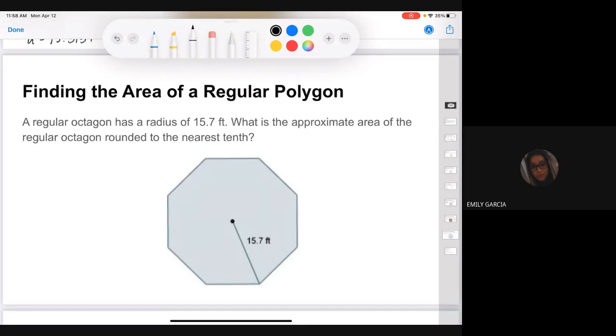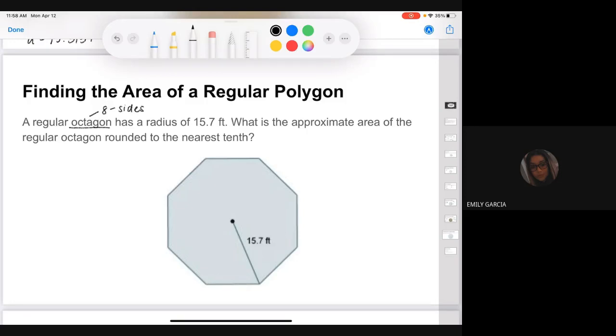So now we're going to look at one more type of problem that puts together what we looked at in the first problem and what we're looking at right now. This one says a regular octagon, first thing, octagon, 8 sides. A regular octagon has a radius of 15.7 feet. What is the approximate area of the regular octagon rounded to the nearest tenth? Well, what you'll notice here is you're not given any information about your A, or about your perimeter. You're not being told anything about what the length of each side is.